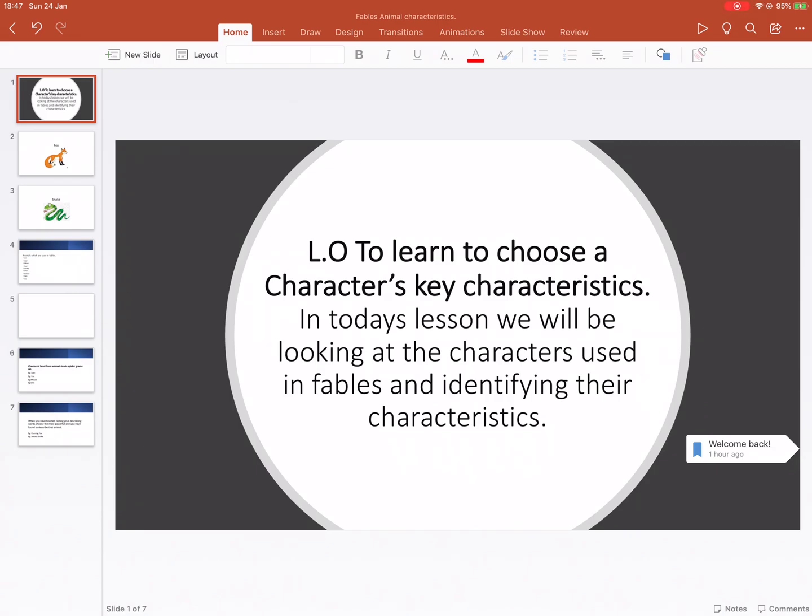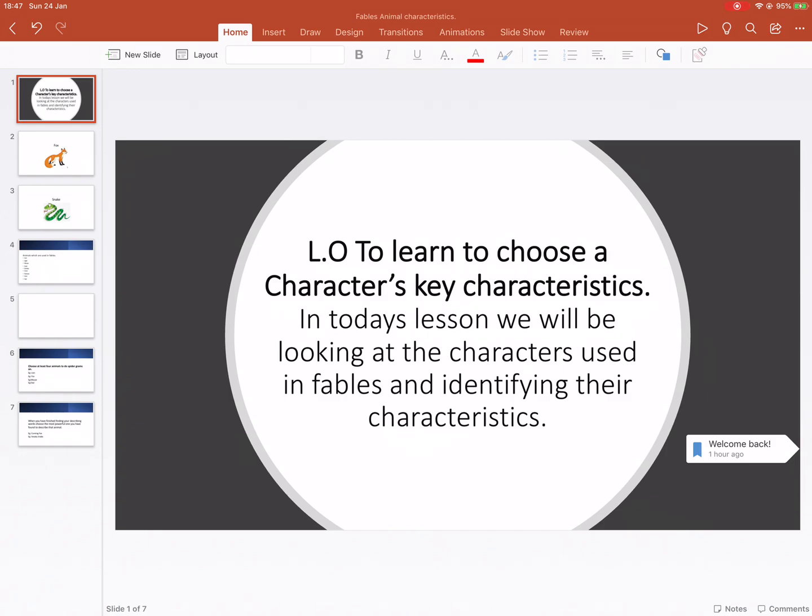We did it with Mr. Twit, actually, when we were at school. We looked at the inside of Mr. Twit, we looked at the outside of him. We knew how disgusting he looked on the outside, and we knew actually he wasn't a pleasant man either on the inside. So today we're just going to look at characters used in Fables.